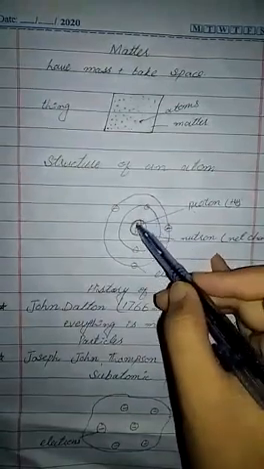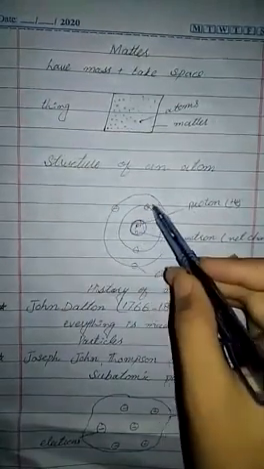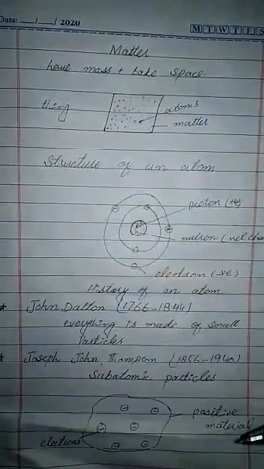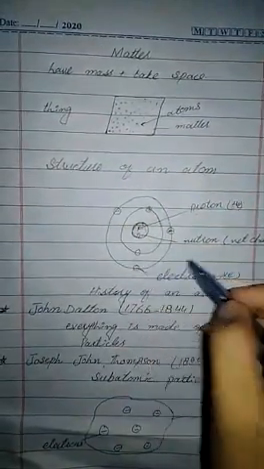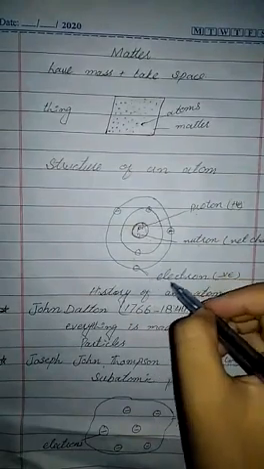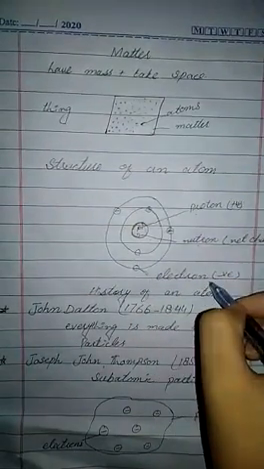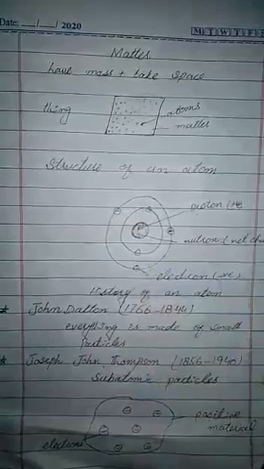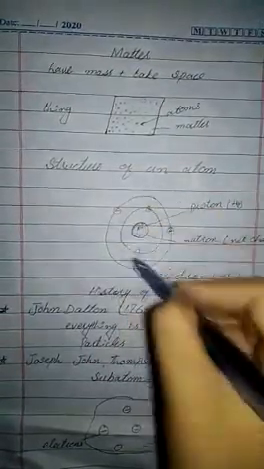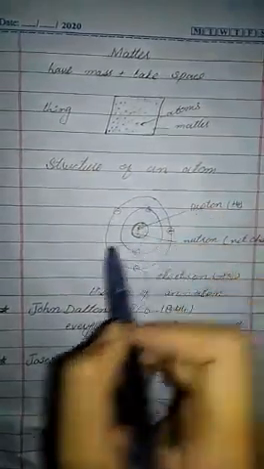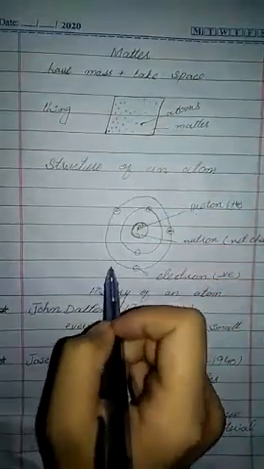Around the nucleus, some particles are also present. What are these particles? These are negative particles, and these are called electrons. So electrons are the small particles that are negatively charged and move around the nucleus. This is the structure of an atom.